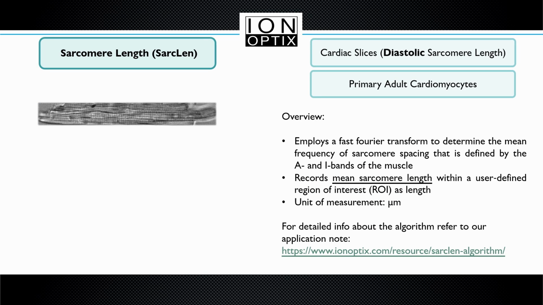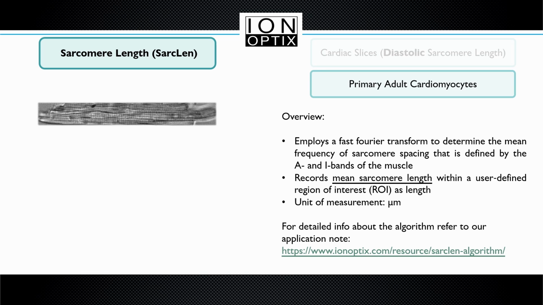The Sarcomere Length module is the optimal choice for detecting contractility in isolated, healthy adult primary cardiomyocytes, because sarcomere length is a more consistent, absolute measurement when compared to cell length. It also proves invaluable in measuring diastolic sarcomere length in cardiac slices ranging from 100 to 200 micrometers in thickness.